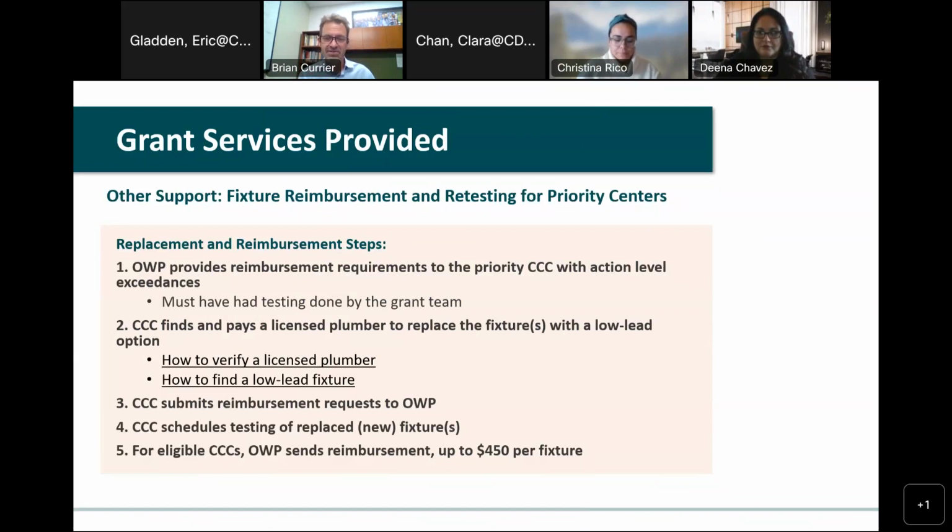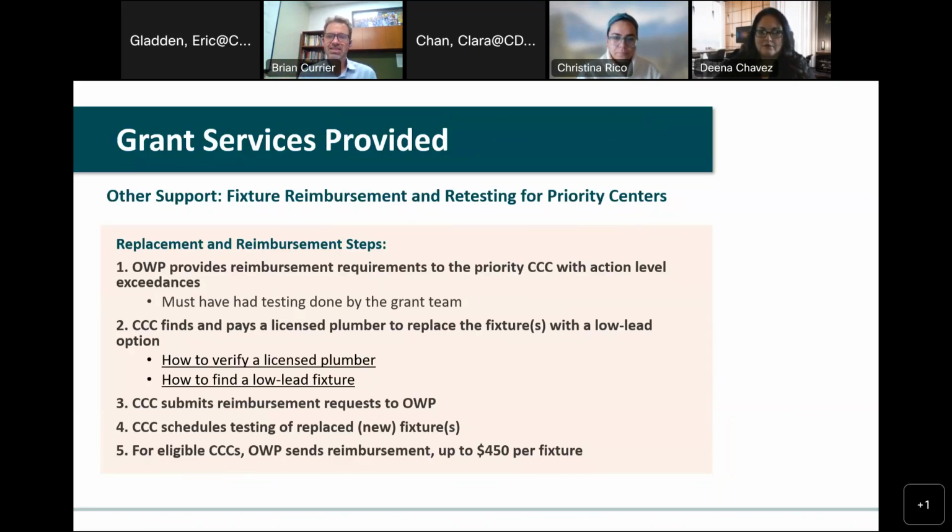were just self-funded. To be reimbursed, childcare centers must choose, well, everyone would choose a low lead option, right? And I'll hopefully explain that in more detail. But to get reimbursed, they also need to hire a licensed plumber, and that's the key difference here. And that licensed plumber is hired to replace the affected fixture with the verified low lead replacement.